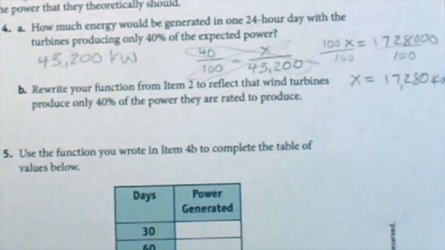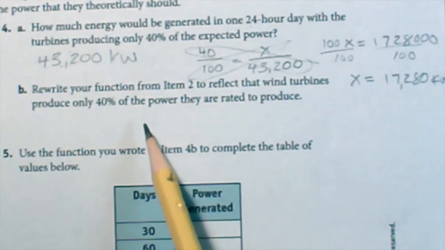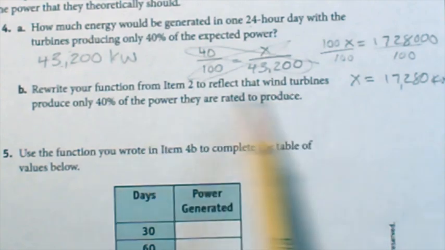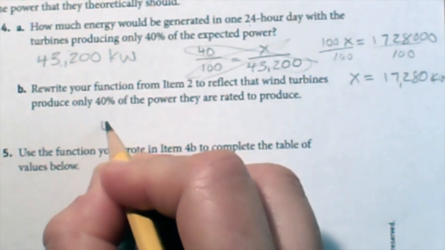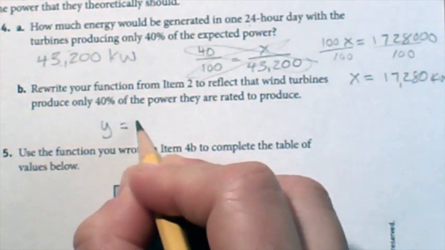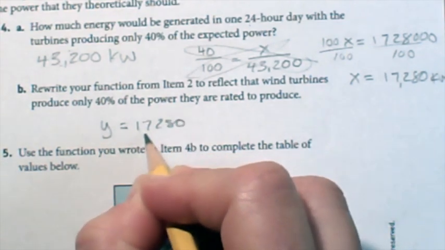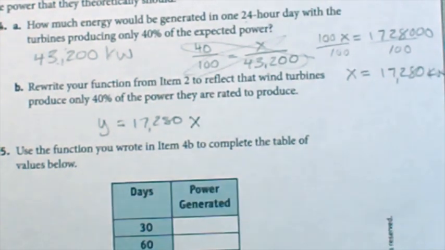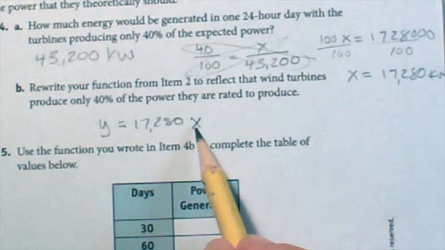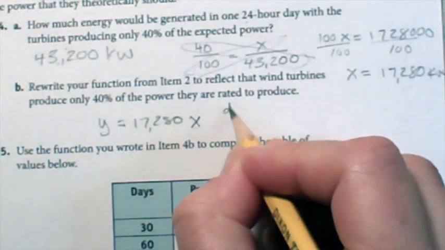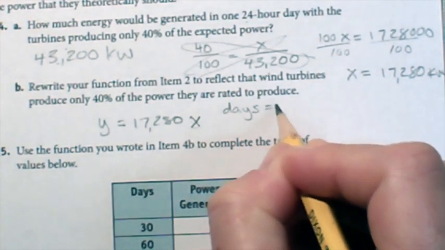Rewrite your function to represent the power that wind turbines produce with only 40%. So my equation now would be y equals 17,280 times x. Although, if I do it that way, x is the number of days, not the number of hours.